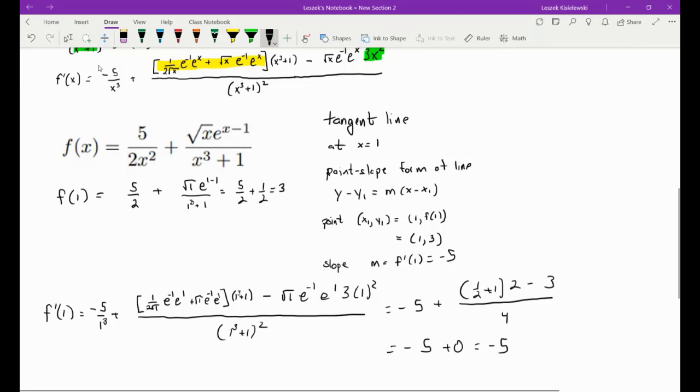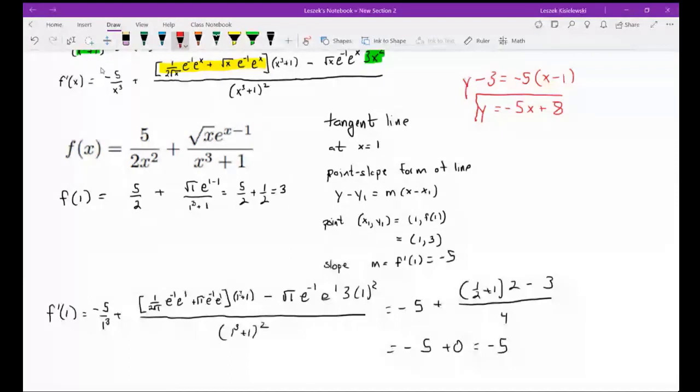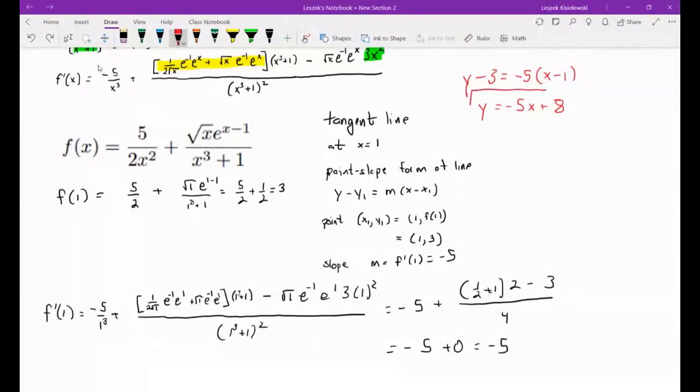Finally, we plug in the point and slope into the point slope form for the line. And if we must, let's go ahead and write that in slope intercept form. And so this is, at the end of the day, the equation of our tangent line.